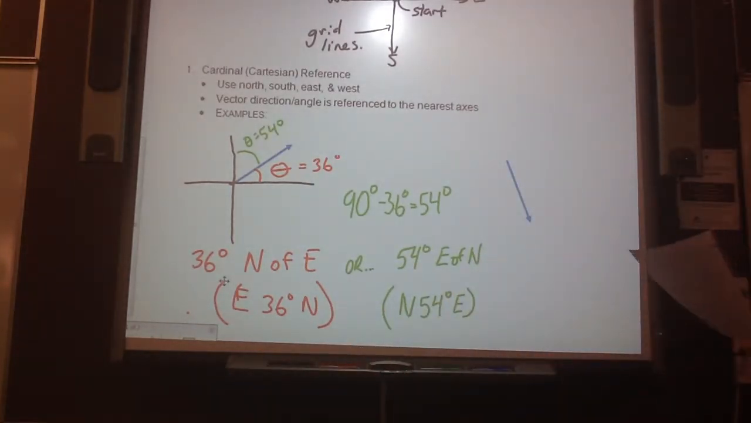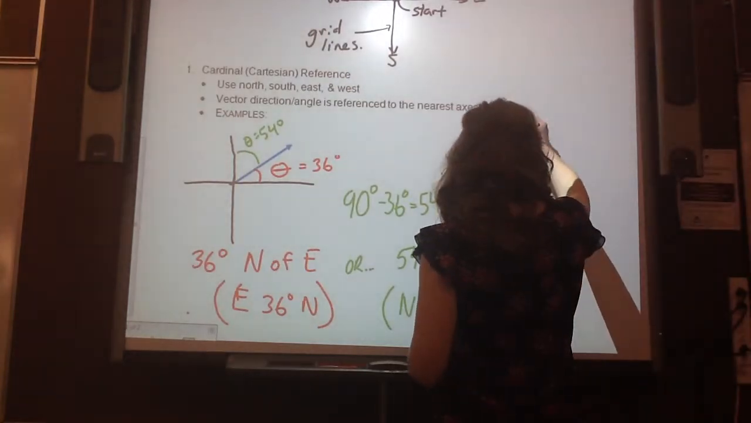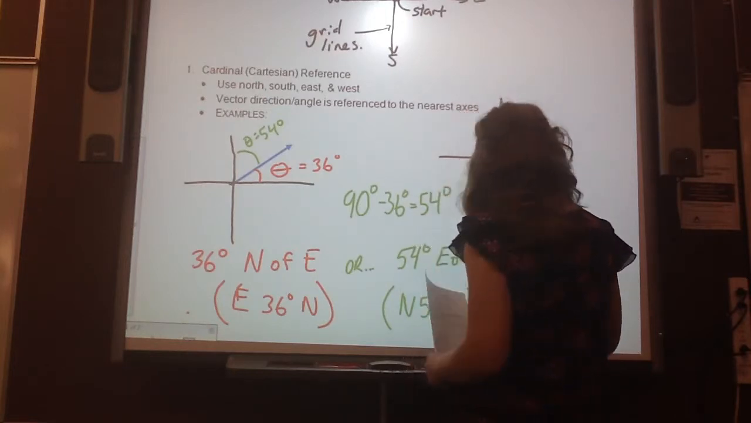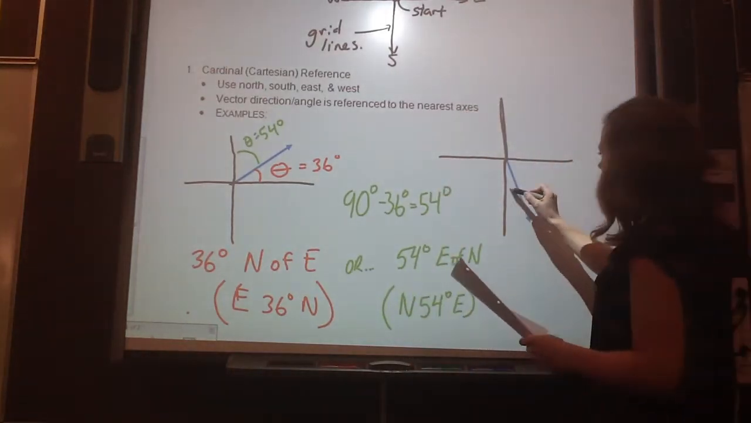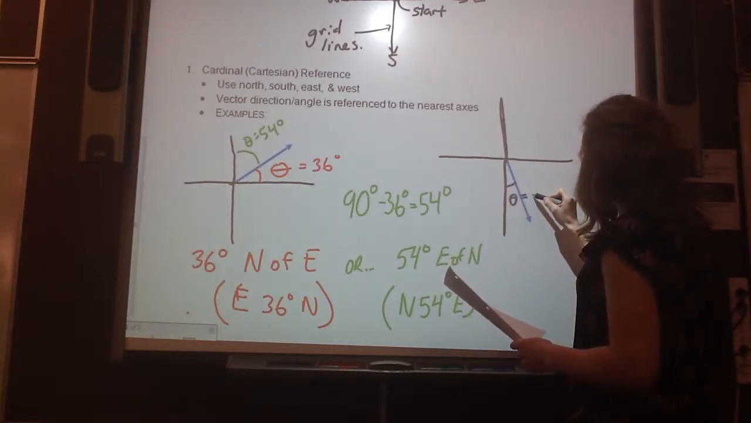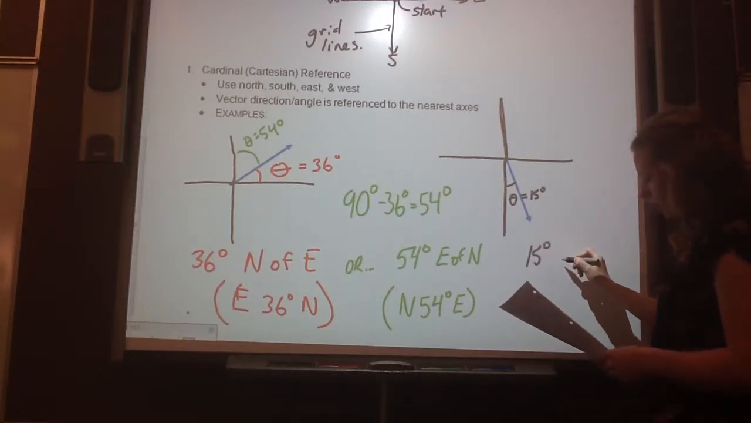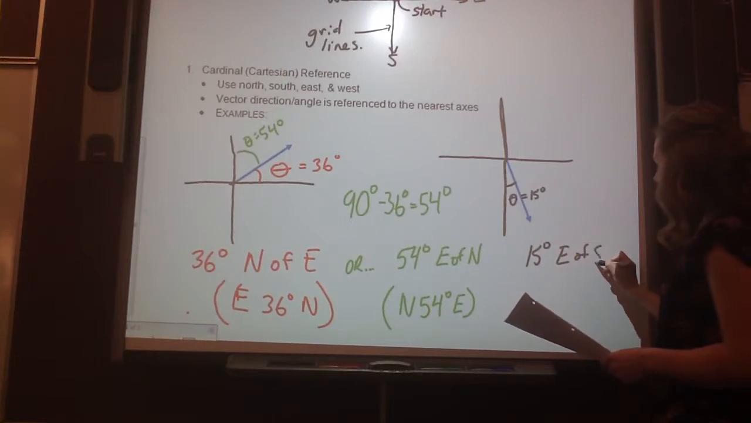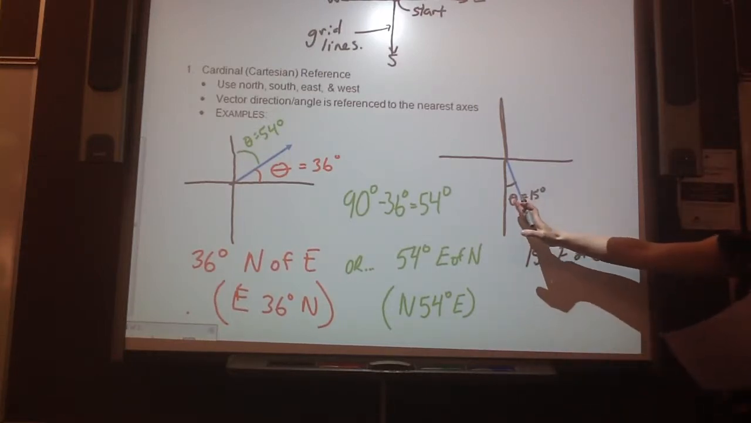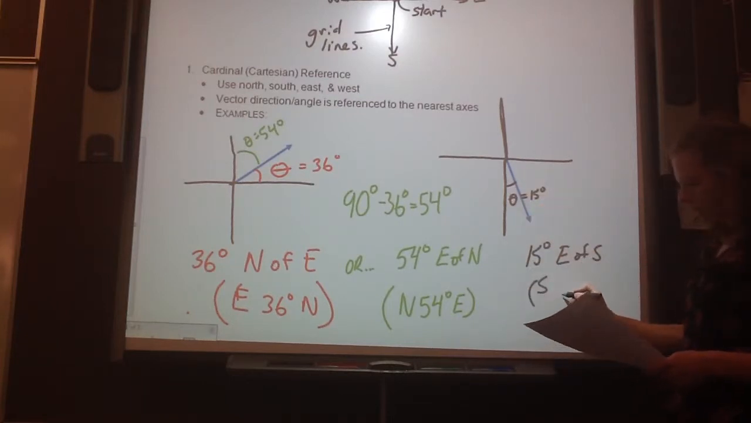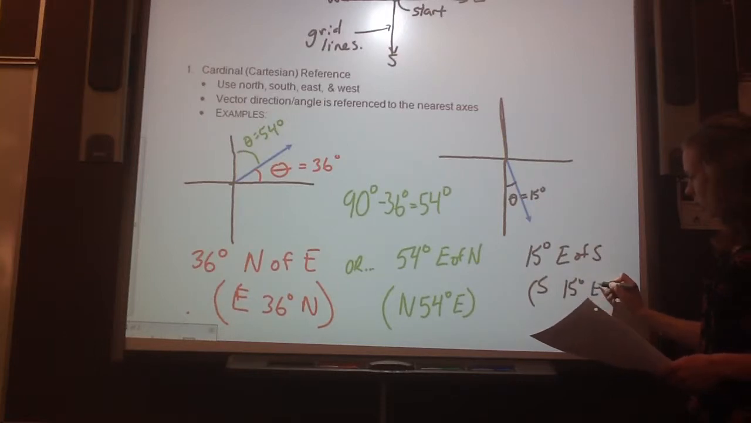Okay, let's do the next example. So drawing in your grid lines. And the theta here is equal to 15 degrees. So we can say that this is 15 degrees east of south. Okay. We went east of the south axis line, or summary is S 15 degrees E.